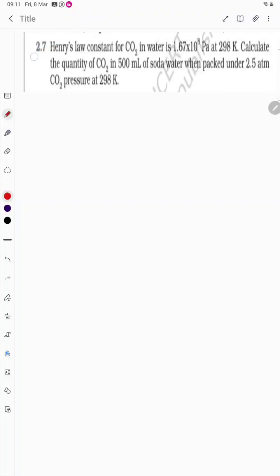Hello student, let's try to see the in-text problem 2.7. The Henry's law constant for CO2 in water is given. K_H for CO2 is 1.67 into 10 power 8 Pascal. This is already in Pascal, at 298 Kelvin. Calculate the quantity of CO2.